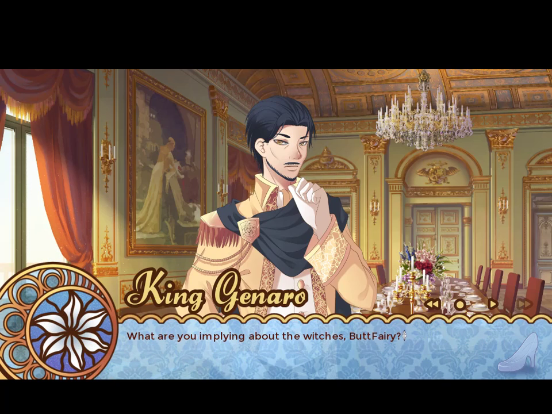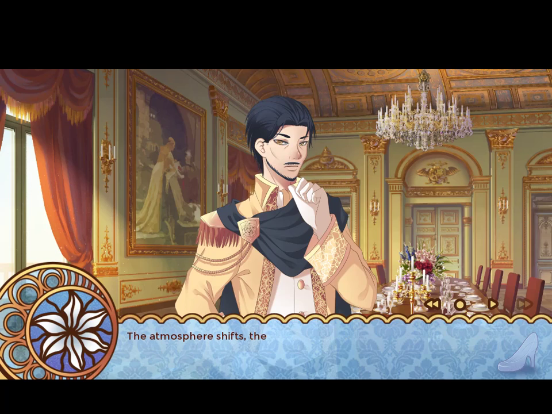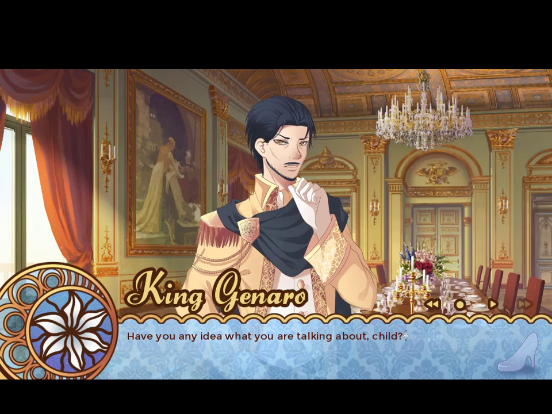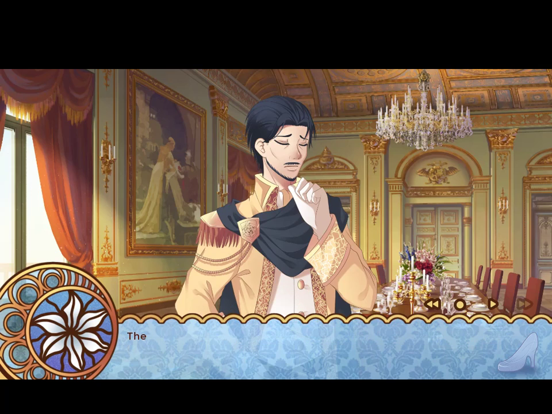What are you implying about the witches, ButtFairy? The atmosphere shifts, the air in the room growing heavy. I continue to eat. Perhaps witches are not responsible for the evil in this world. Perhaps humans are the cause of their own downfall. Have you any idea what you are talking about, child? Witches have caused nothing but pain and suffering to this kingdom. Even now they still spread the fairytale curse to our innocent subjects.